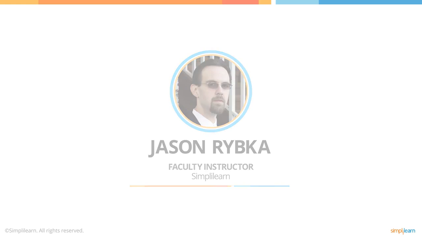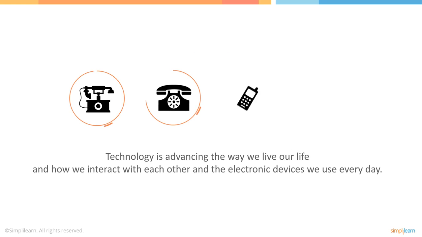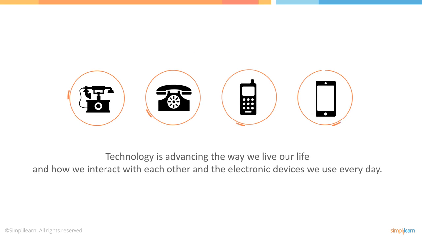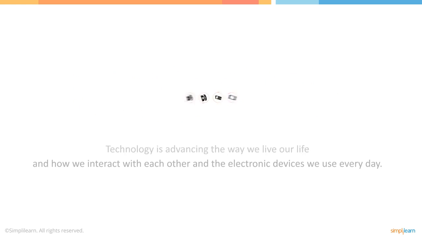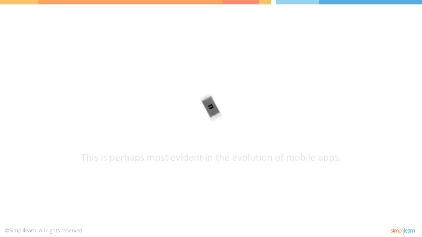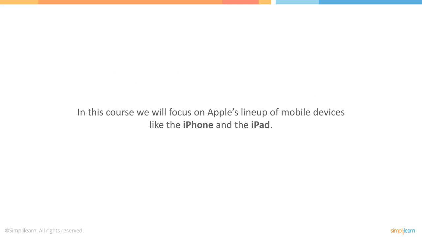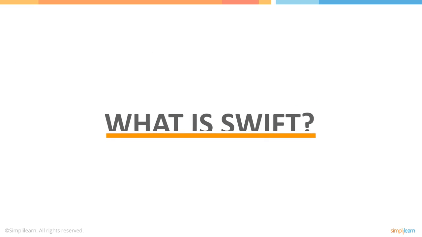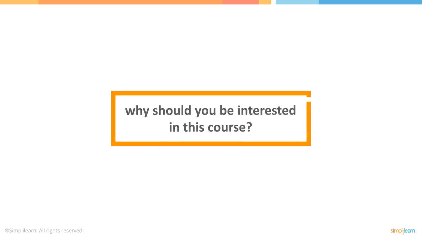As we all know, technology is advancing the way we live our lives and how we interact with each other and the electronic devices we use every day. This is perhaps most evident in the evolution of mobile apps. In this course, we'll be focused on Apple's lineup of mobile devices like the iPhone and the iPad. So what is iOS 9? What is Swift? And more importantly, why should you be interested in this course?